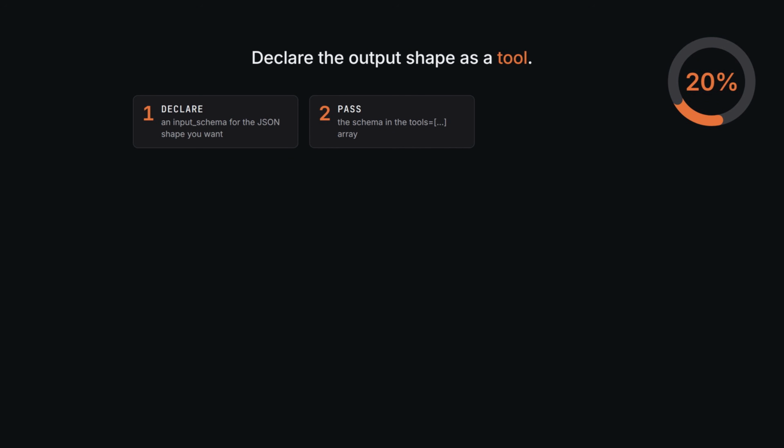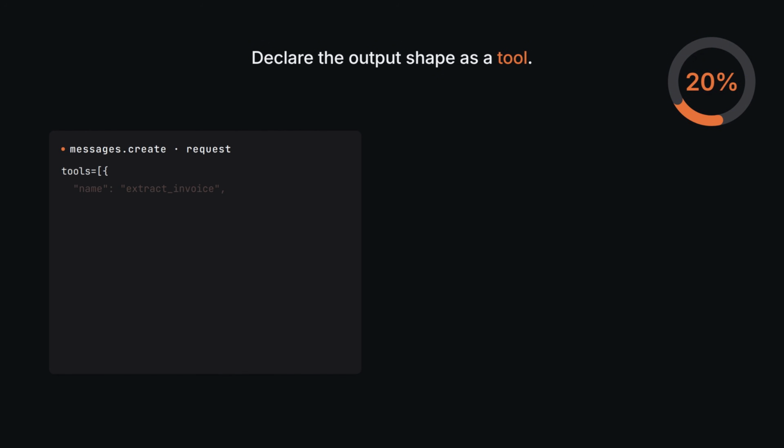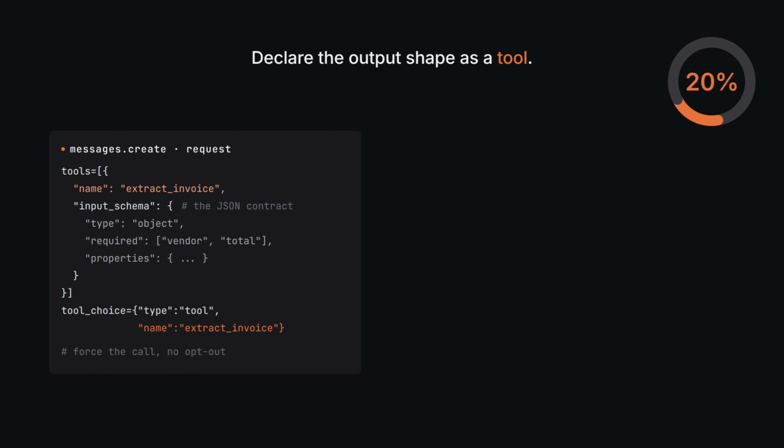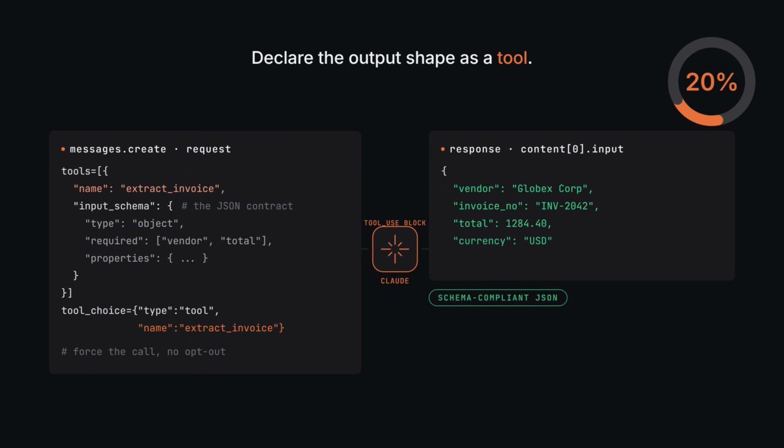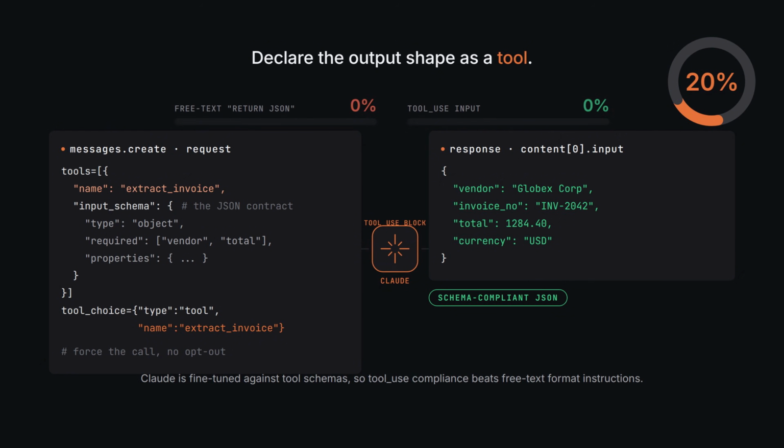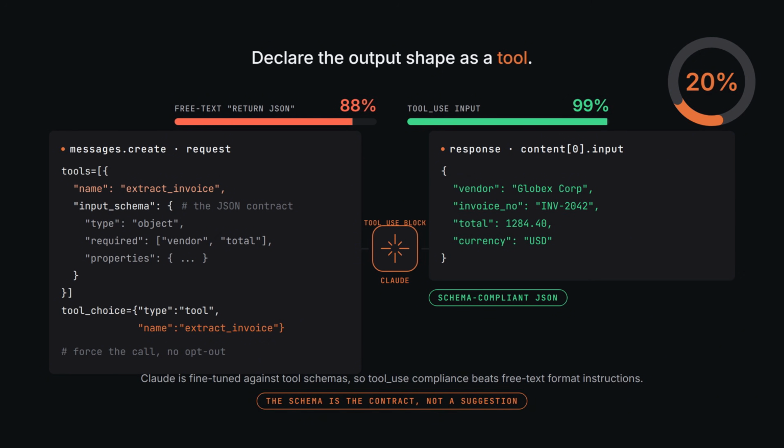The reliable way is to declare your output shape as a tool. You define a tool in the Anthropic SDK whose input_schema field describes the JSON shape you want. You pass it in the tools array, and you set tool choice to force the model to call that one tool. Instead of free text, the model returns a tool use block whose input field contains your schema-compliant JSON. This works dramatically better because Anthropic fine-tuned Claude hard against tool schemas, so its compliance rate on tool use inputs sits much higher than on free text format instructions.